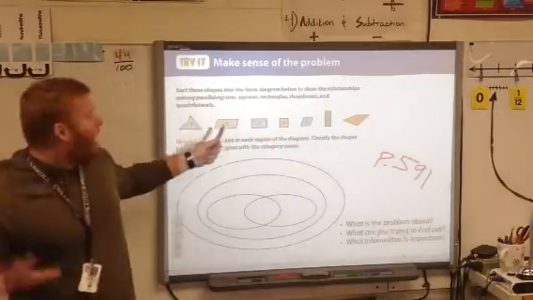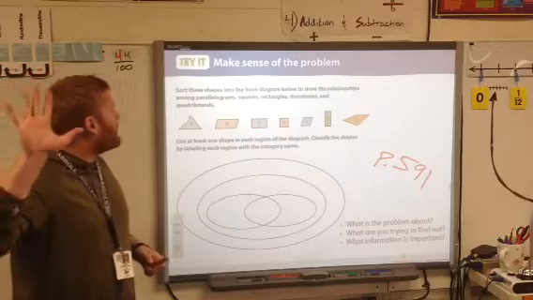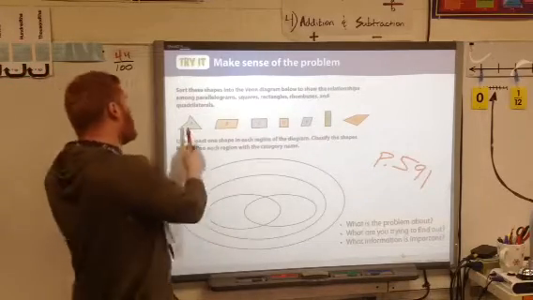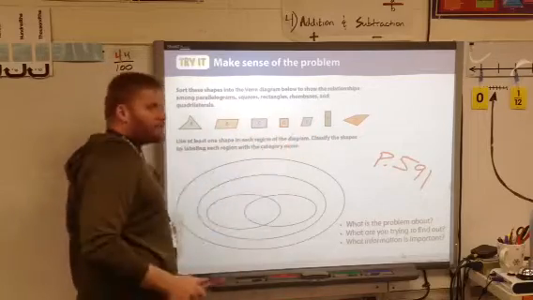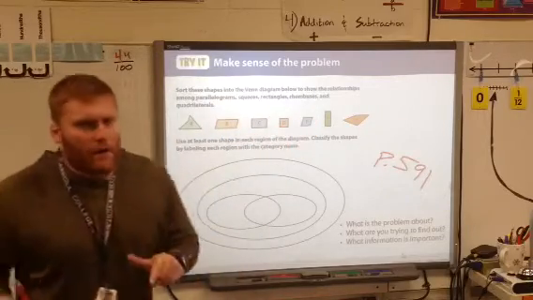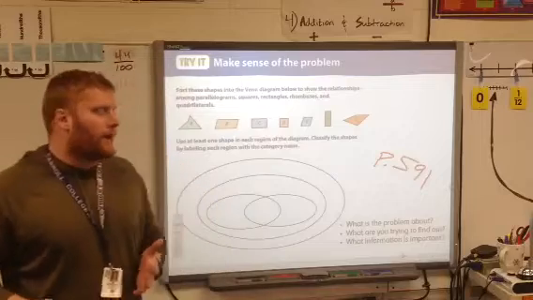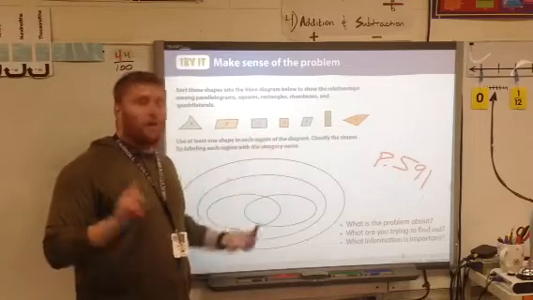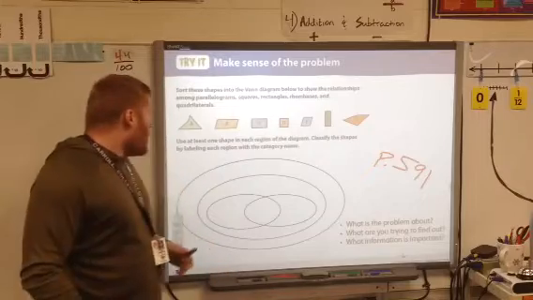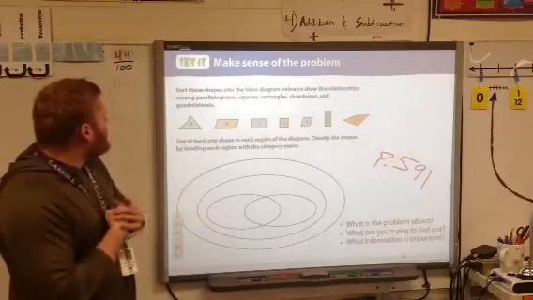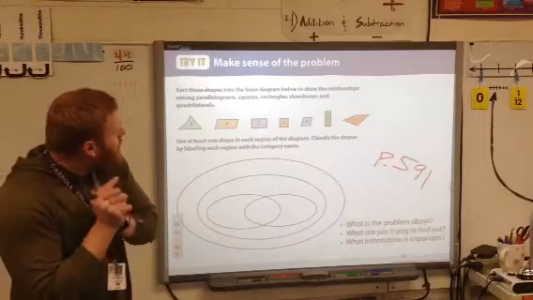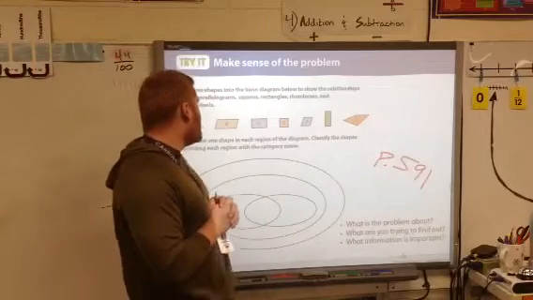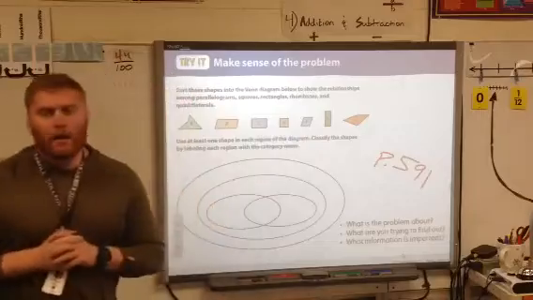Now, if I look up here, we have 5 different categories of shapes. That's going to be important because if you count the number of polygons we actually have to sort, there's 7. So you'll end up noticing that you're going to have to find multiple shapes that fit into one category. The last part of the directions is to use at least one shape in each region of the diagram. Classify the shapes by labeling each region with the category name.